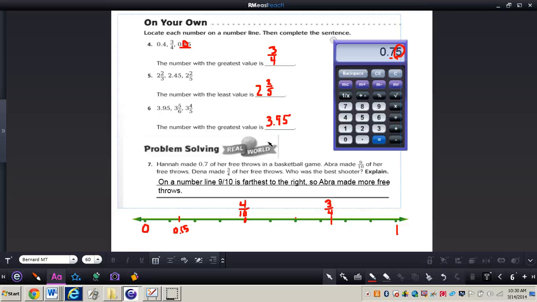Okay, so this is how you compare fractions and decimals on a number line. If you have any questions about this topic, please come and see me.